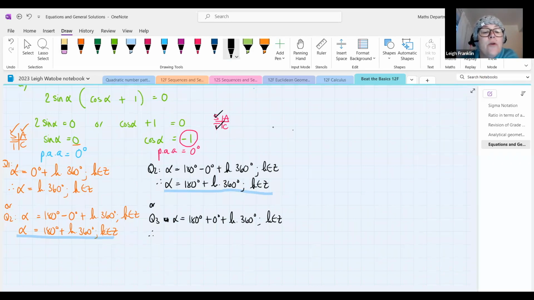Sorry, that shouldn't be it. Alpha would be equal to 180 plus k times 360. So you actually wouldn't even have to do this second quadrant 3.